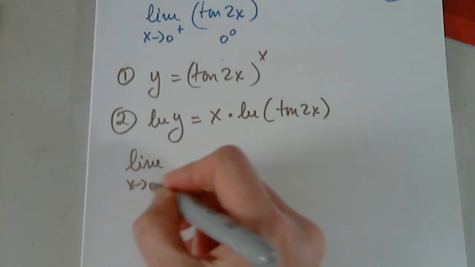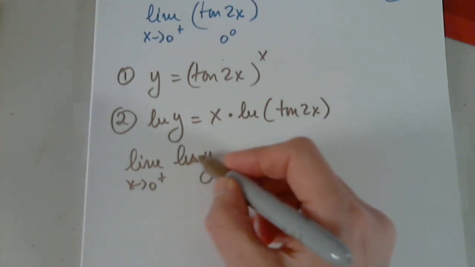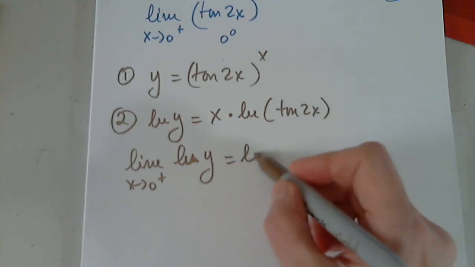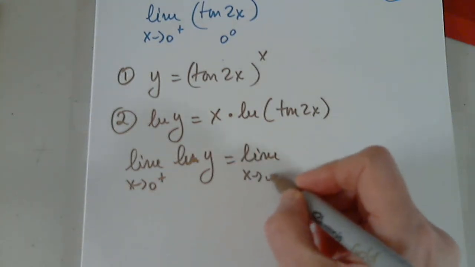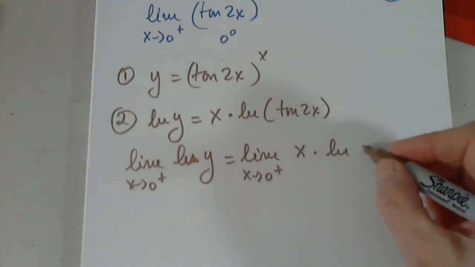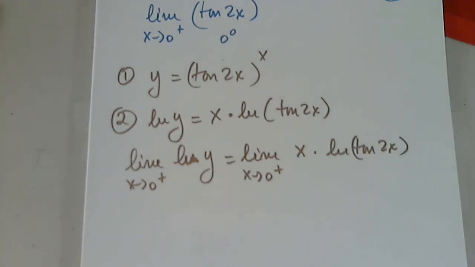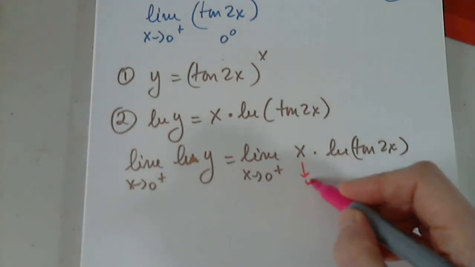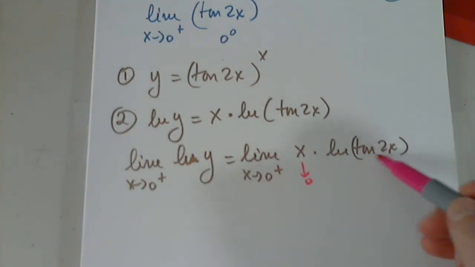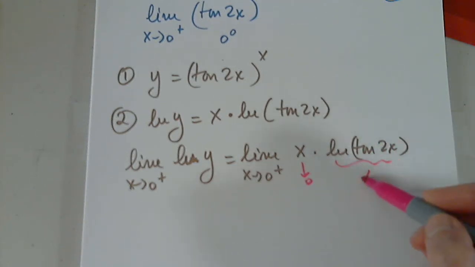Limit as x approaches 0 from the right, natural log y equals the limit as x approaches 0 from the right of x times natural log tangent to x. I check again, see what happens. This is 0. This is 0 from the right, 0, natural log 0 from the right is infinity.